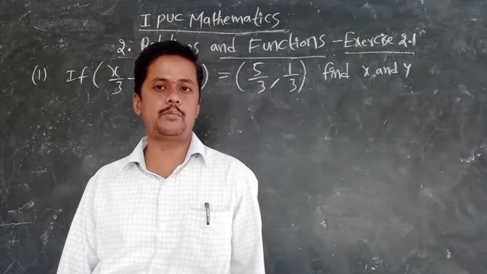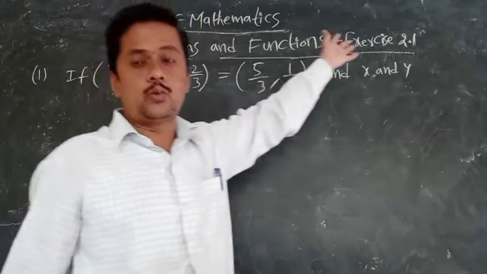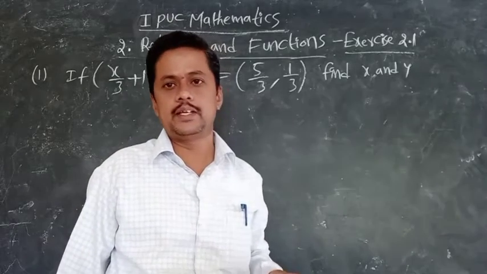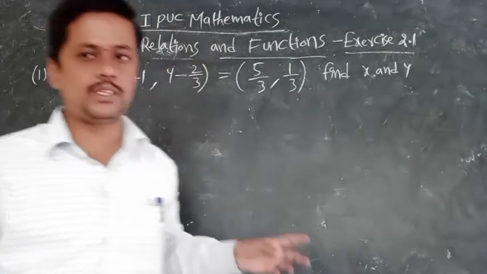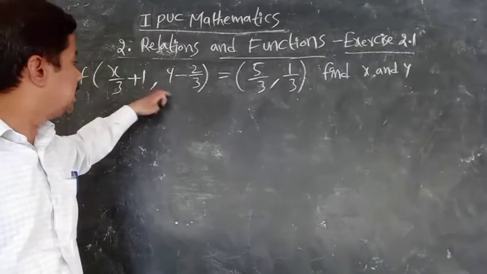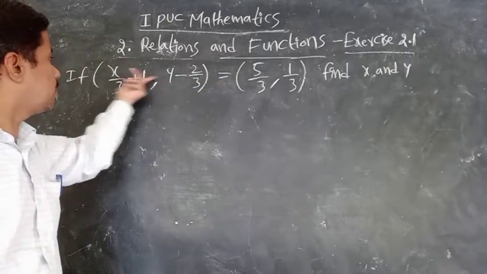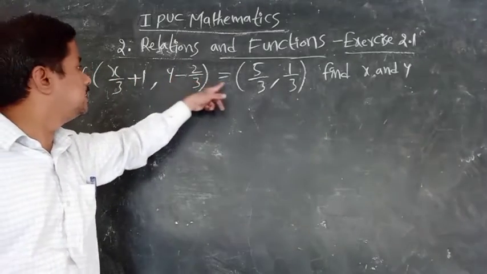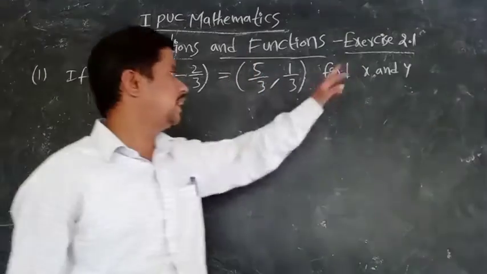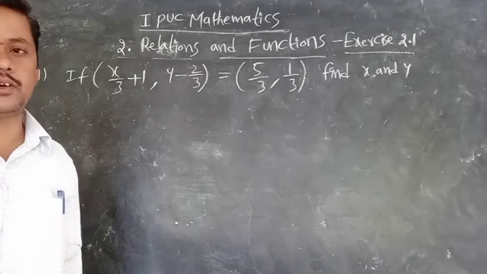Okay, and important points. Next we will move to exercise 2.1 and example problems related to the Cartesian product. Exercise 2.1, this is the first question. If (x/3 + 1, y - 2/3) is equal to (5/3, 1/3), this is one ordered pair, this is the x coordinate, this is the y coordinate. Find x and y.